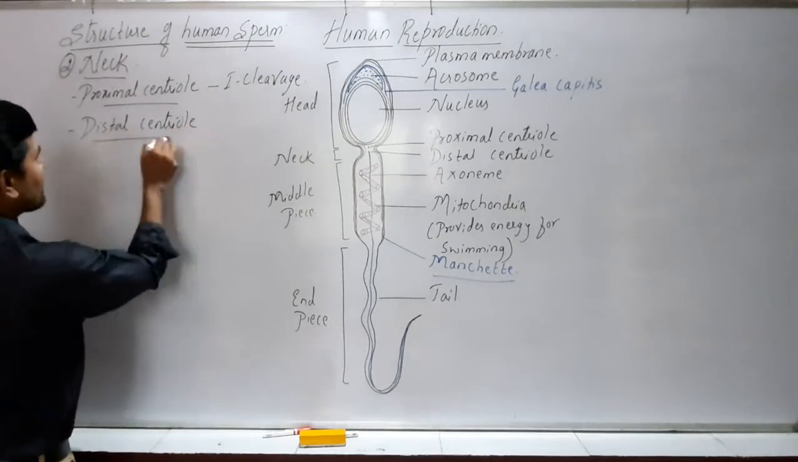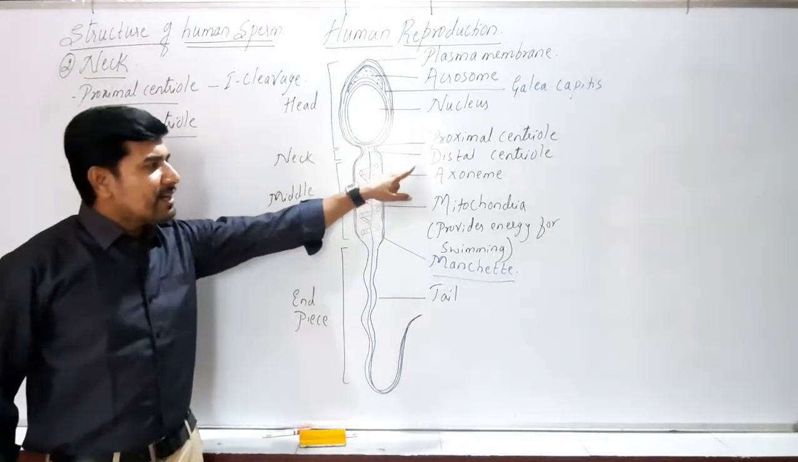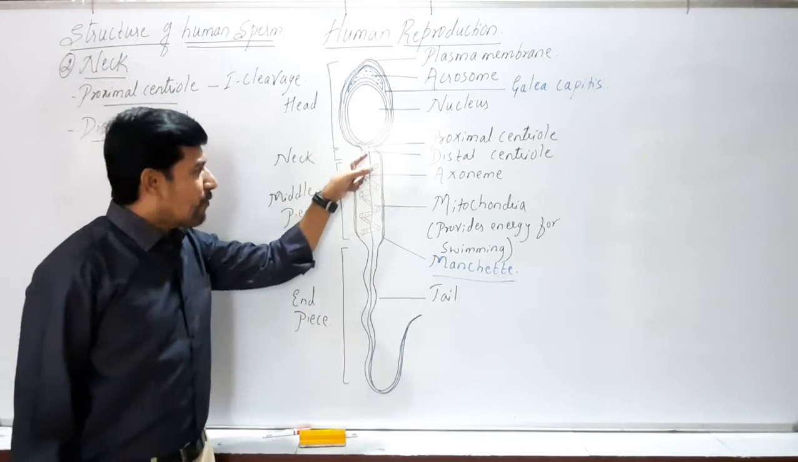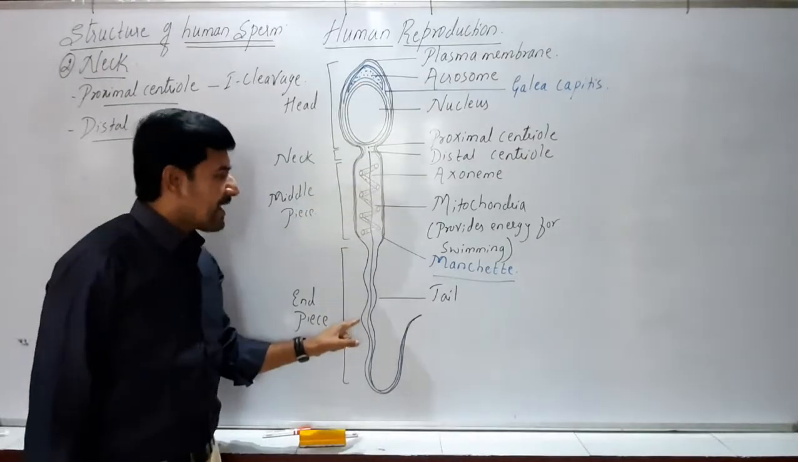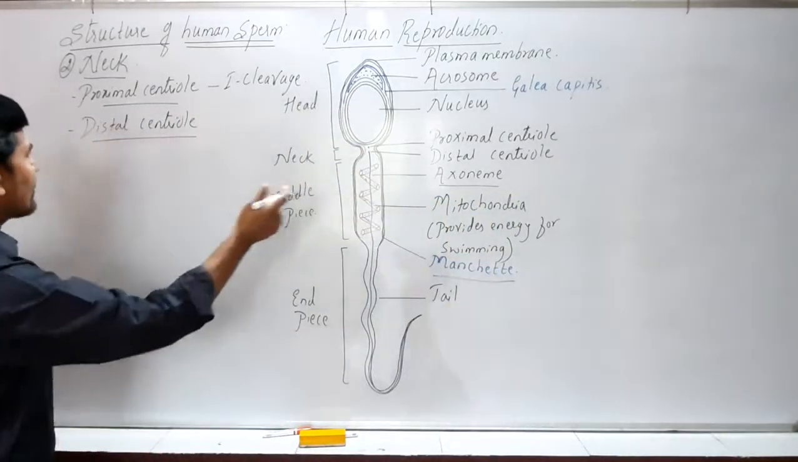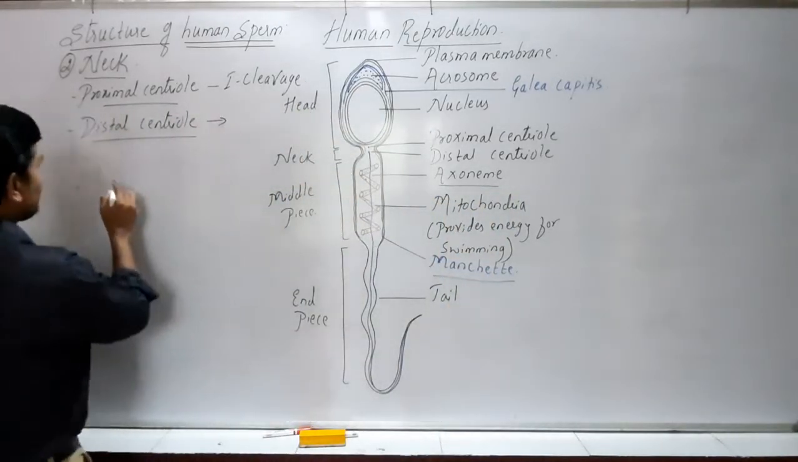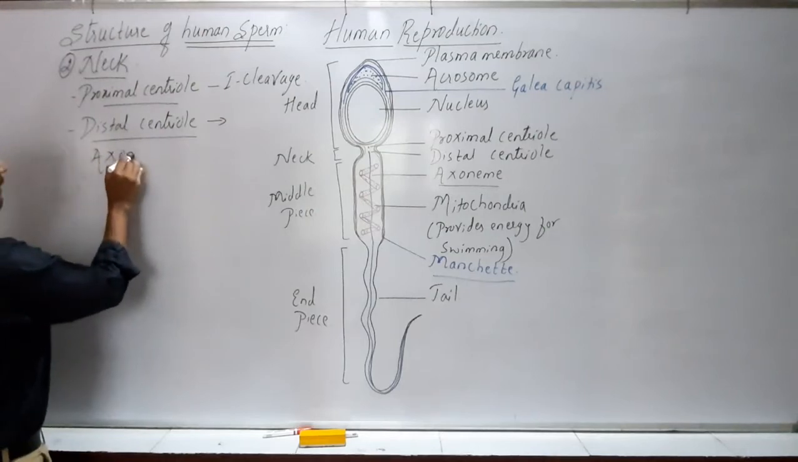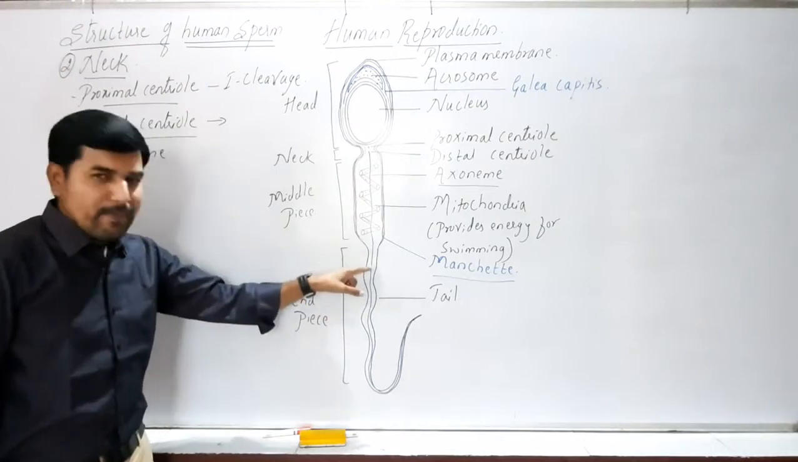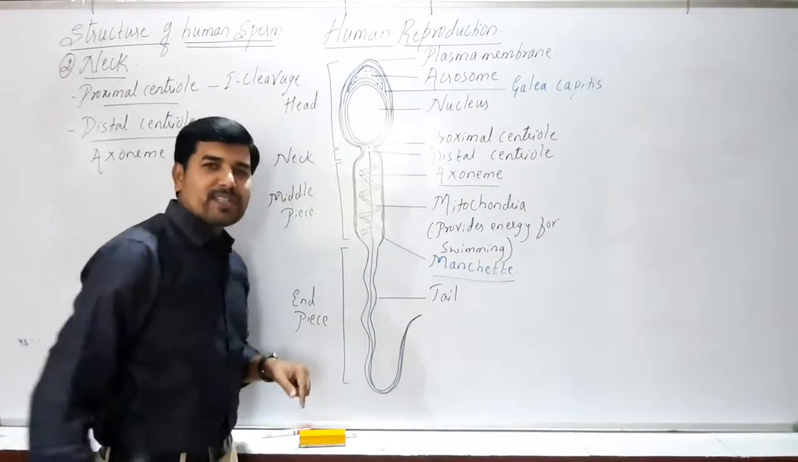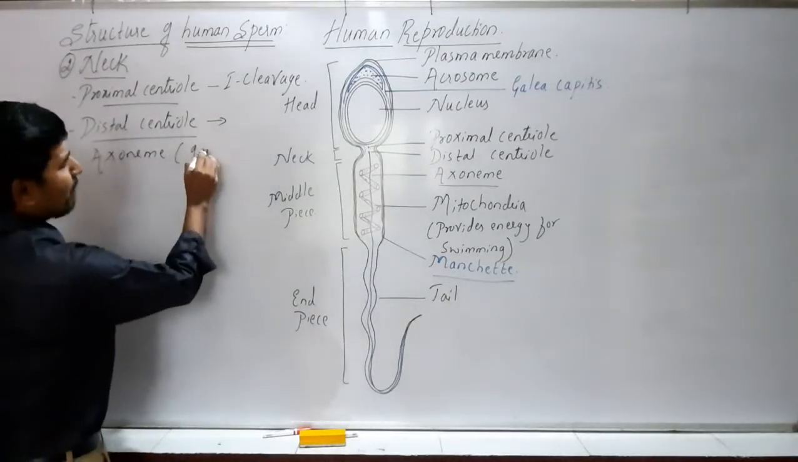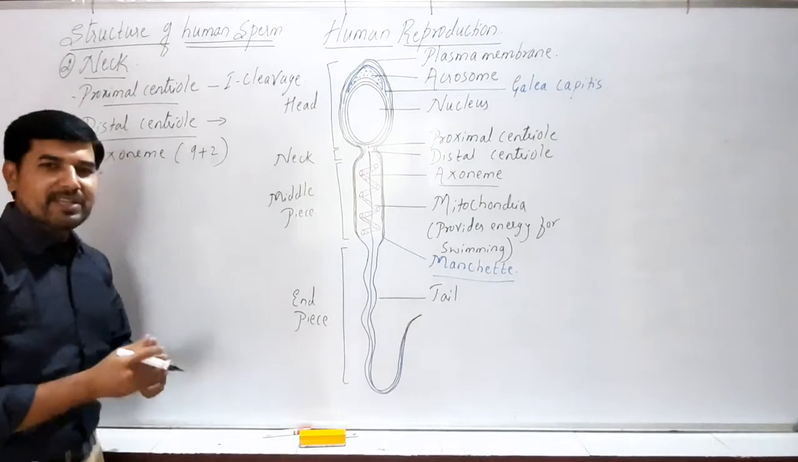The second part is called the distal centriole. The distal centriole is present below the proximal centriole, from which a thin thread-like structure arises, and this thread-like structure is called an axoneme or axonema. Now this axonema, if we take its transverse section, is arranged in the form of a 9 plus 2 array. Array means arrangement.